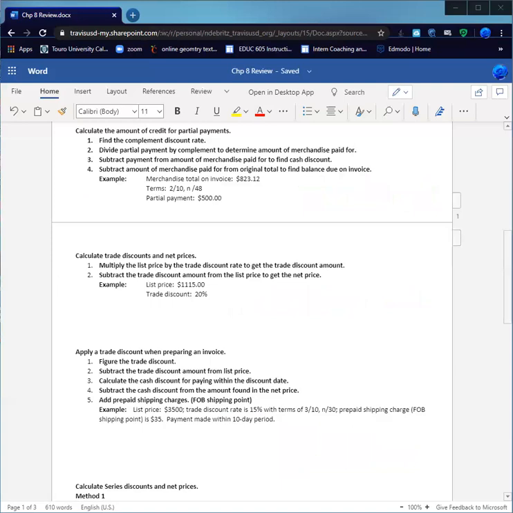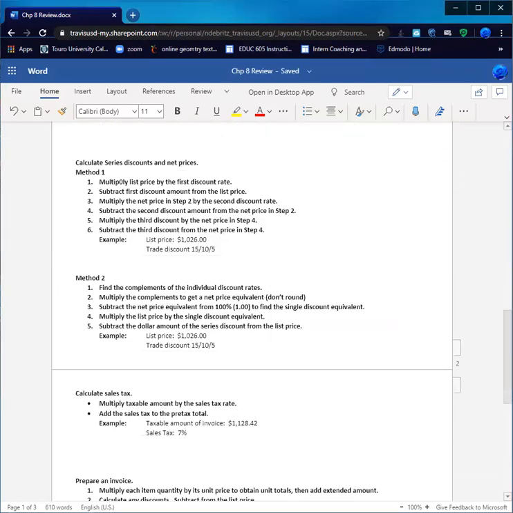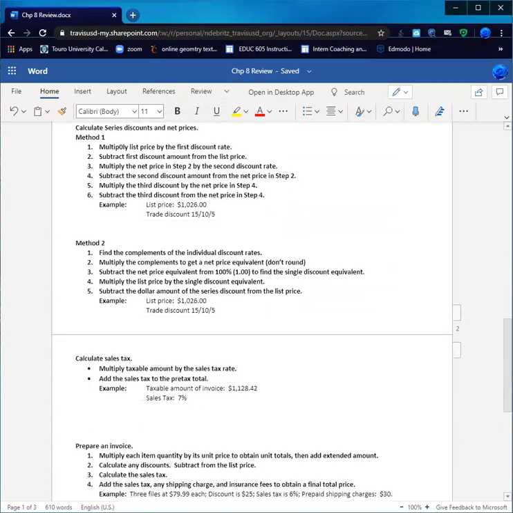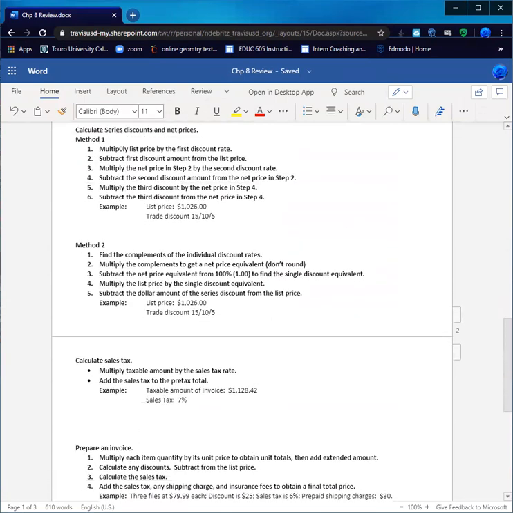Okay. Then we looked at calculating series discounts and net prices. So series discounts are the last thing we talked about. Well, no, it was one of the last things we talked about. There were two ways we did it. The first method was to multiply the list price by the first discount rate, then subtract the first discount amount from the list price, then multiply the net price in step 2 by the second discount rate, and then subtract the second discount amount from the net price in step 2.